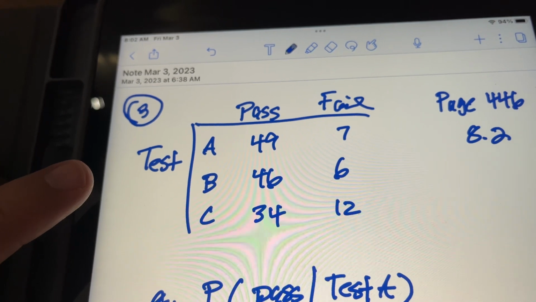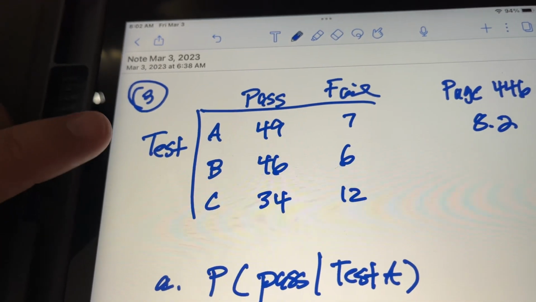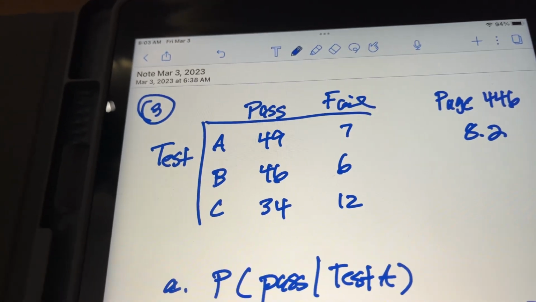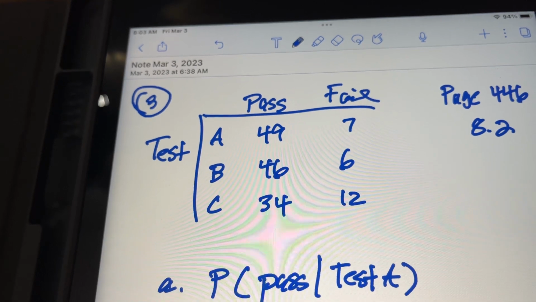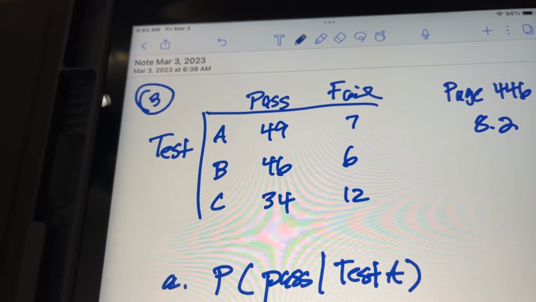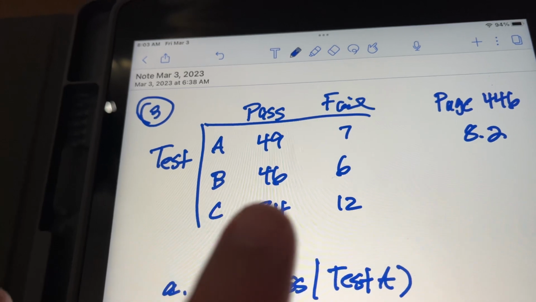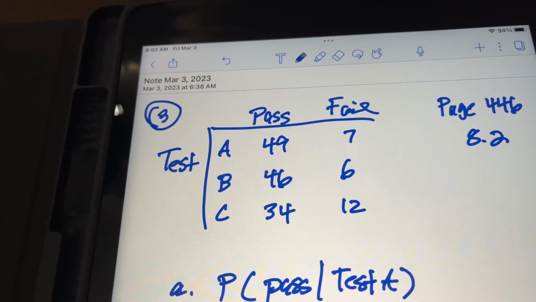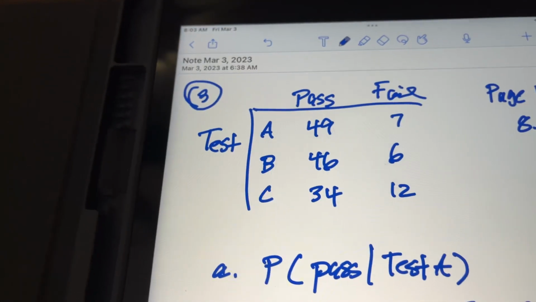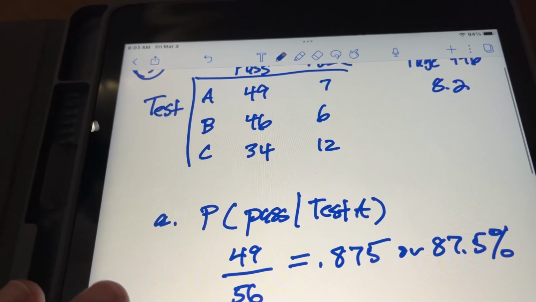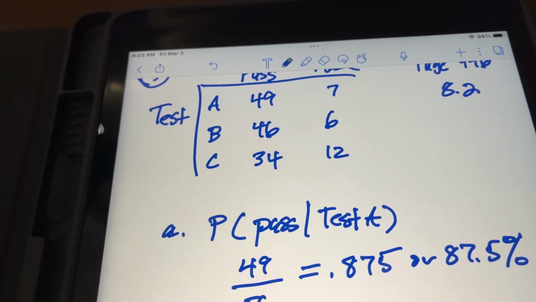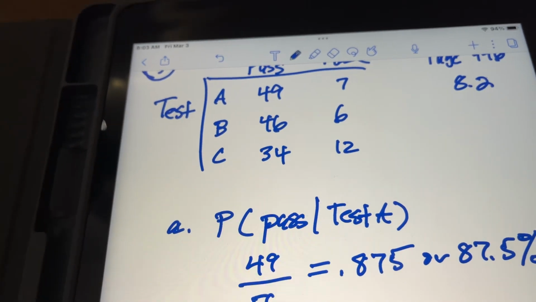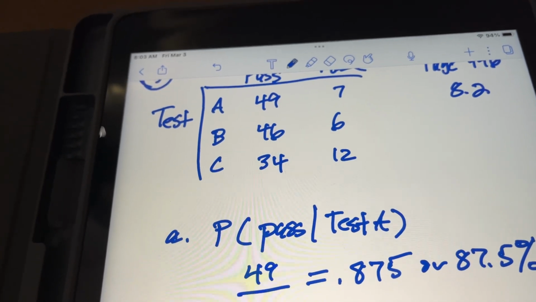So pass and fail. Just to help you read this a little bit, there were 56 people who took test A. 49 of those passed, 7 failed. And of those who took test B, 46 passed, 6 failed, and so forth. The question in number 3A is simply this: what's the probability of someone passing given that they took test A? That's what this nomenclature, or this symbolism here, represents.